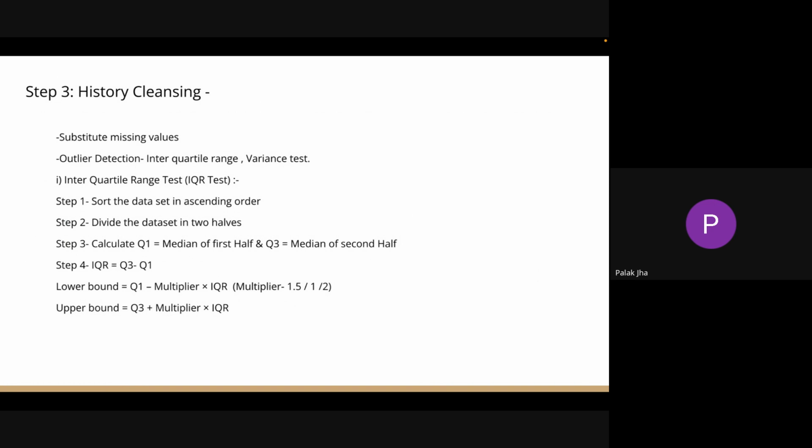In the interquartile range test, we first sort the data in ascending order. It is an algorithm, so it sorts the data in ascending order, then divides the data set into two halves. Then it calculates the median of the first half and the median of the second half, and IQR is the difference of these two medians, that is, Q3 minus Q1. Then the lower bound is Q1 minus multiplier times IQR. Generally, 1.5 is used as a multiplier, and the upper bound is Q3 plus multiplier times IQR.